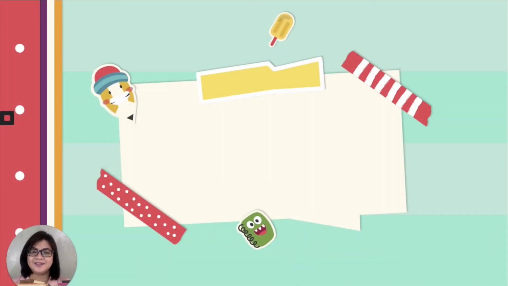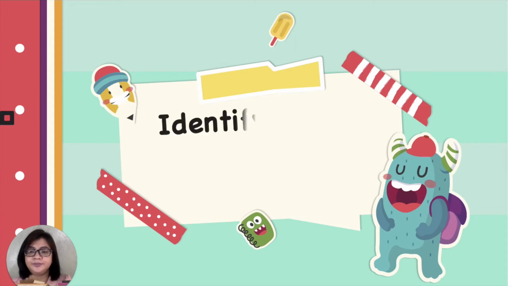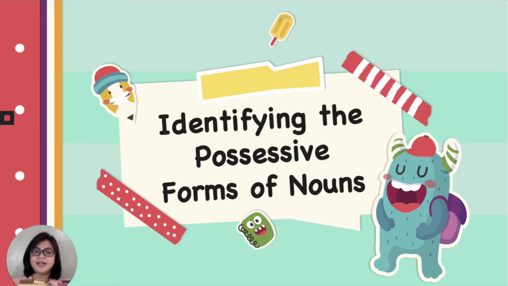Okay, kids. So now let's talk about our new lesson. Our new lesson is identifying the possessive forms of nouns. A while ago, I showed you a symbol that we are going to use in possessive forms of nouns. But before that, let's talk about the definition of what we mean by possessive form.